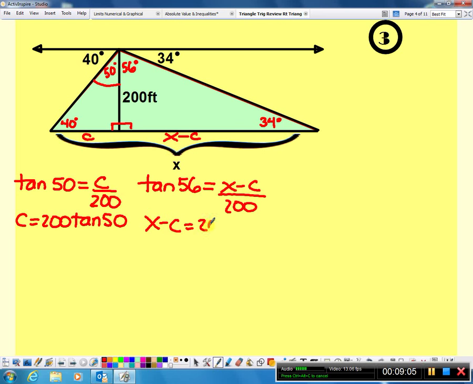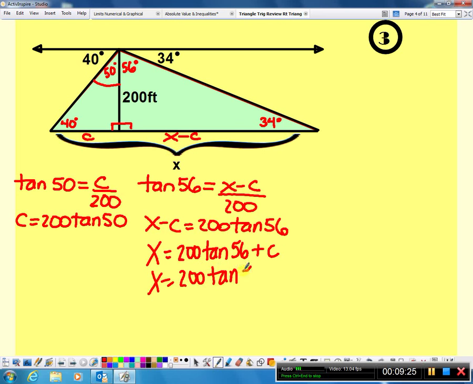So this problem is more similar to example 2 than to example 1 because the algebra is so much easier. So let me go ahead and say that 200 tan 56 plus c means that x is going to be 200 tan 56 plus 200 tan 50. And if you had chosen to have said that tangent of 40 equals 200 over c and used the 40 and the 34-degree angles, you would have gotten a result real similar. You can always make that choice. So all that's left for you to do is the calculation. We'll move on to save you time.